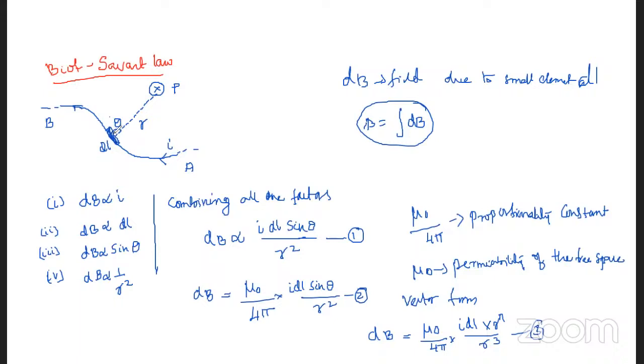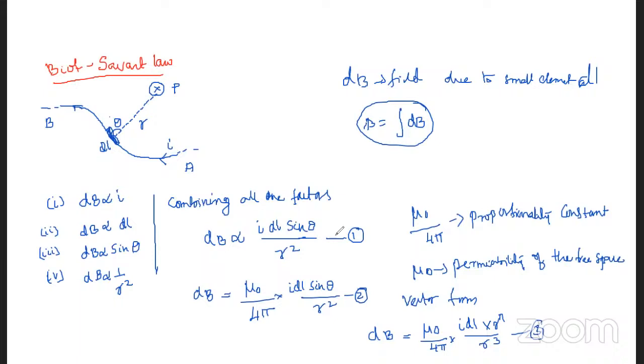So why have we taken a small element? We have divided the conductor into smaller elements dl. We have taken a point P at a distance of r. And from that, Biot and Savart gave certain points. The magnetic field due to a small element dl is proportional to I, proportional to dl, and also proportional to sin theta, the angle made by this, and it is inversely proportional to r square.